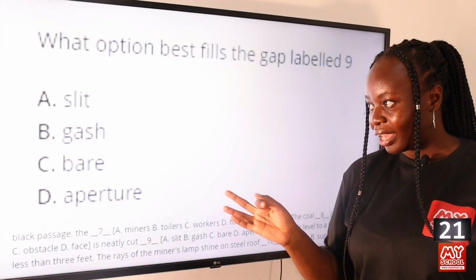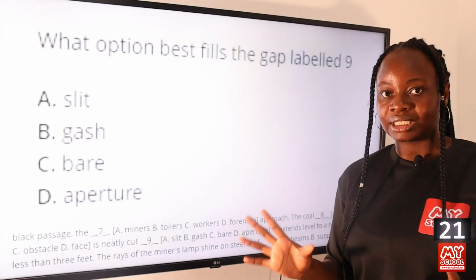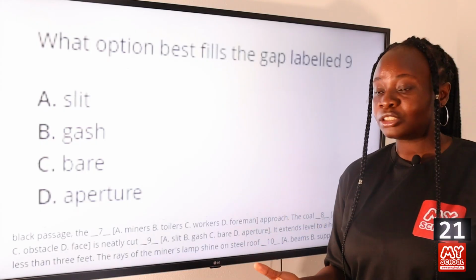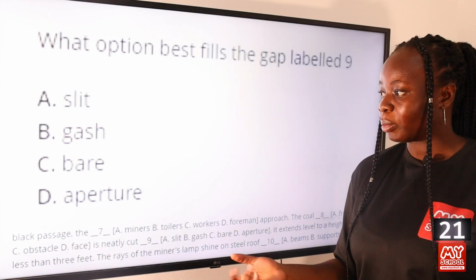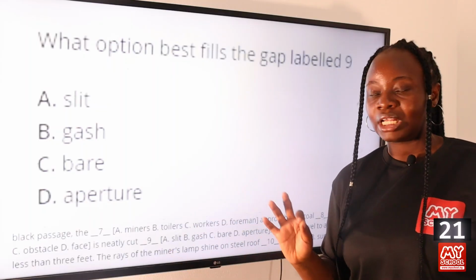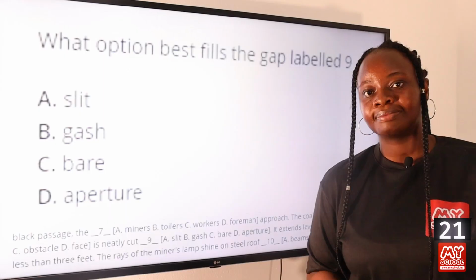Although the word bare, slit, gash, or aperture is not a technical term, this is where we have to go back to our understanding of the English language and grammar. So we are looking for an adjective to fill in that position, and option C is the only adjective. Option C is the answer to this question.